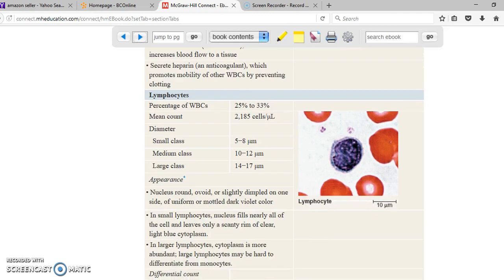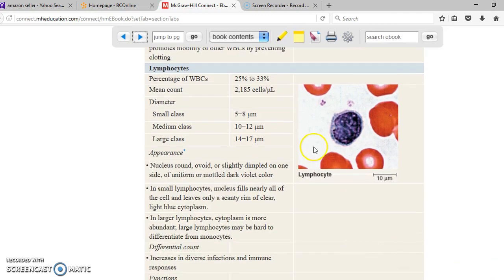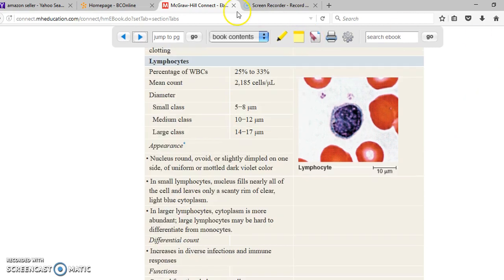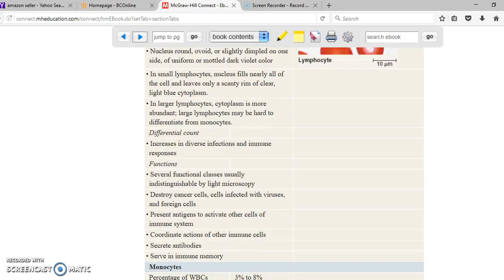The next one, and now we go into agranulocytes. The very first one of the agranulocytes that you're going to have in here is going to be lymphocyte. The number of lymphocytes is 25 to 33% of white blood cells that you may find in the blood smear. The main job of a lymphocyte is actually very abundant. It has multiple different functions.